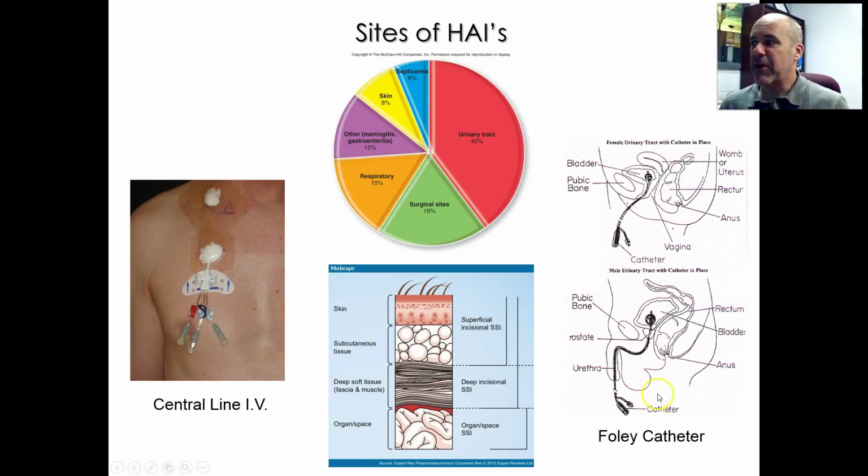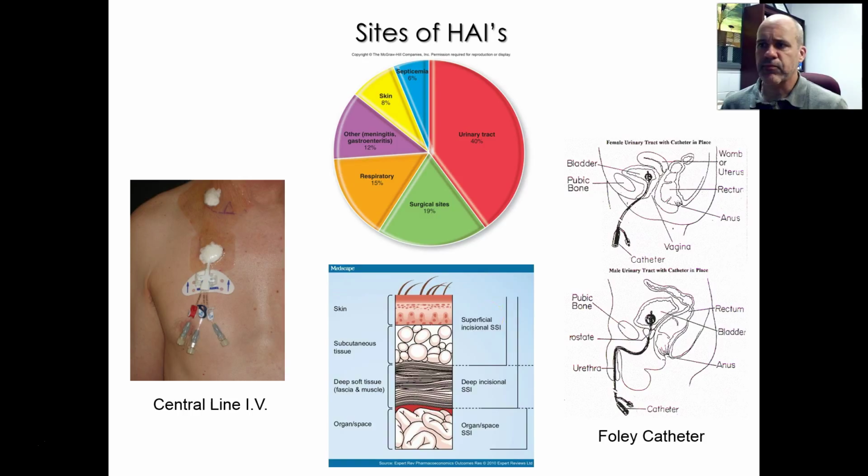Really easy. So here's a diagram over here showing a Foley catheter inserted up the urethra and on into the bladder to drain urine out of the bladder. So it's real easy to drag microorganisms all the way up into the bladder when a Foley catheter is inserted. Plus biofilms can form inside those catheters, and then microorganisms can break off the biofilm and wind up in the urinary tract.